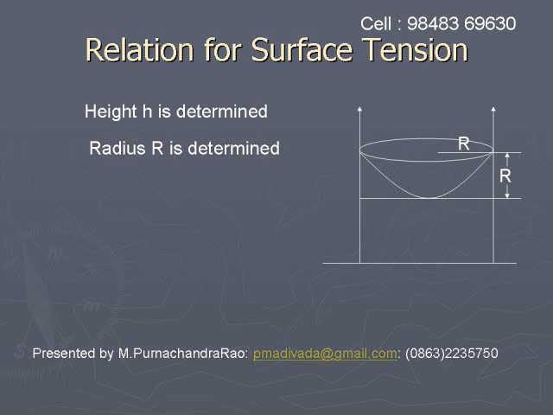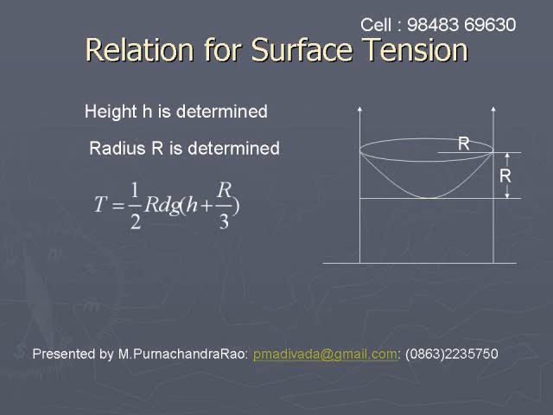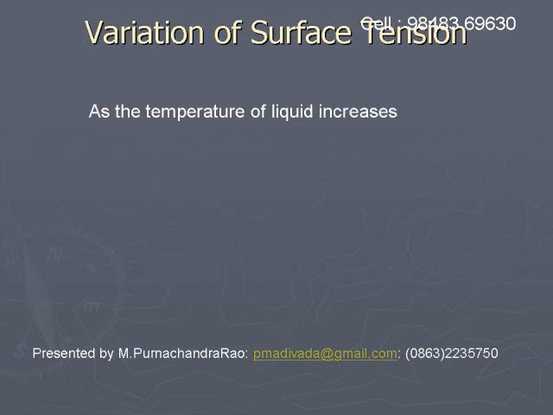Then we calculate the surface tension with the relation T is equal to r ρ g by 2 into (h plus r by 3). Using this relation, the surface tension will be determined.